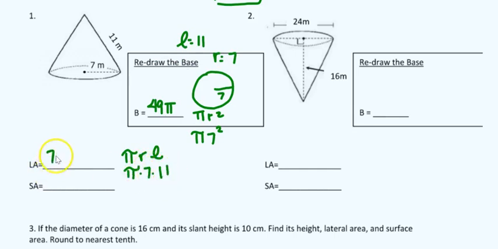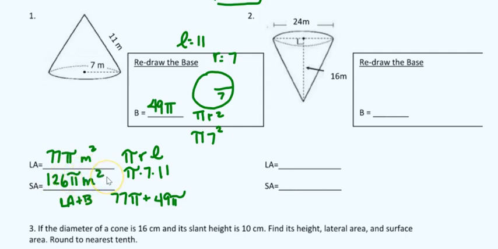Times 11, so 77 pi meters squared. All right, and for the surface area, we're going to take the lateral surface area and add it to the base. So that one's going to be 77 pi plus the base, which was 49 pi. That gives us 126 pi meters squared.